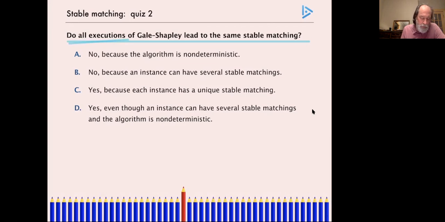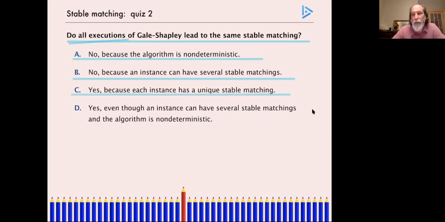Okay, and here's some possible answers. No, because the algorithm is non-deterministic. Or no, because an instance can have several stable matchings. So they kind of have to be related, right? It could have several stable matchings, but if it wasn't non-deterministic, it would still pick the same one every time. Yes, because each instance has a unique stable matching. Well, that's not the case. There are lots of instances with many stable matchings.